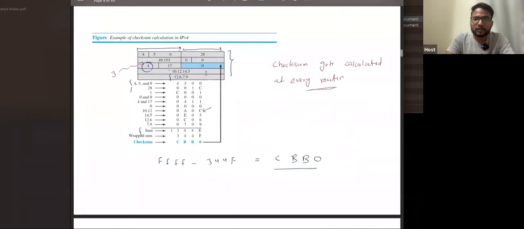Now there's a checksum field. If you are calculating the checksum, then let's suppose it is over some bytes, maybe 8 bytes or 16 bytes, whatever. In this case it is 16 bytes.